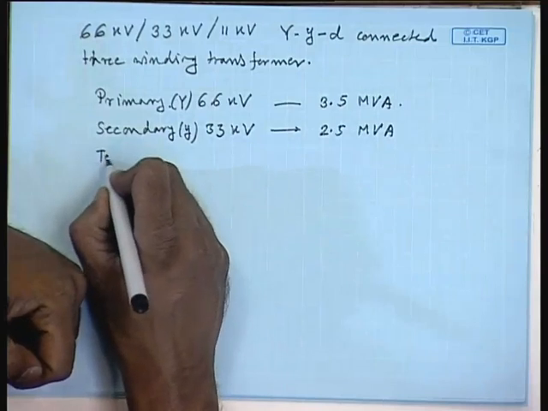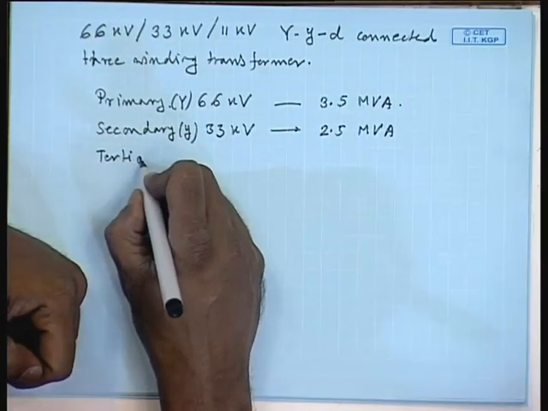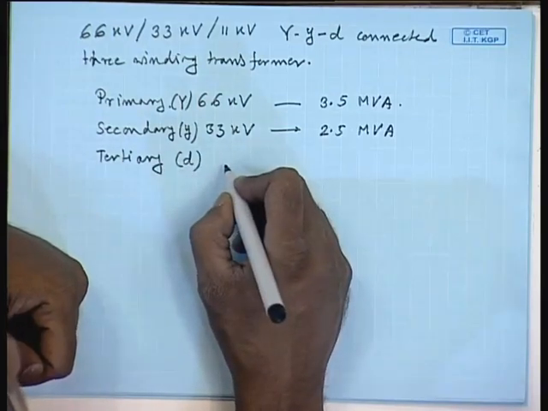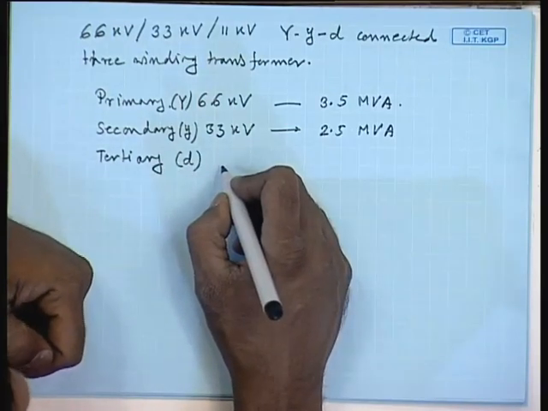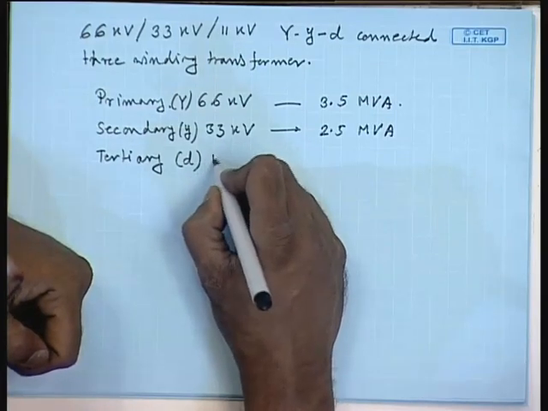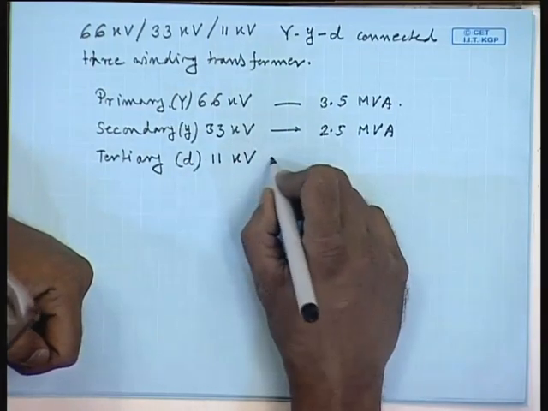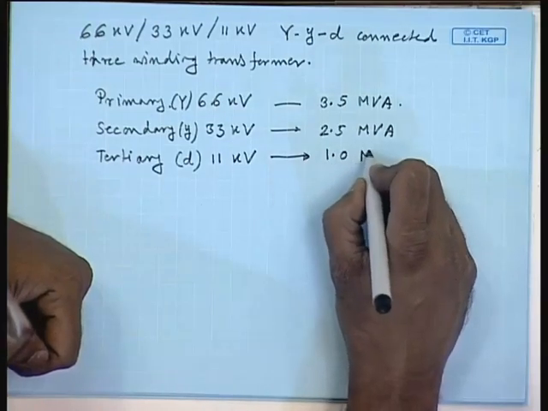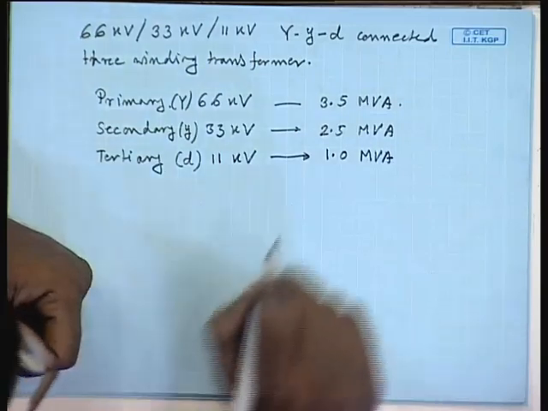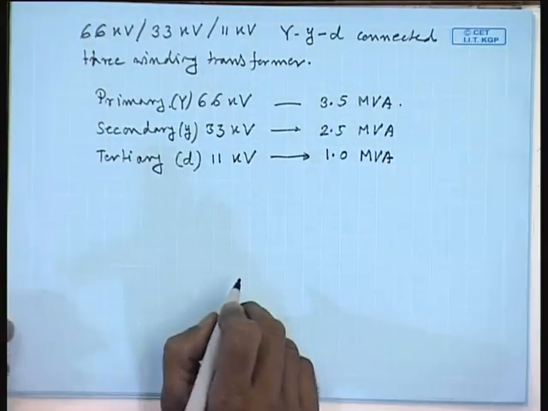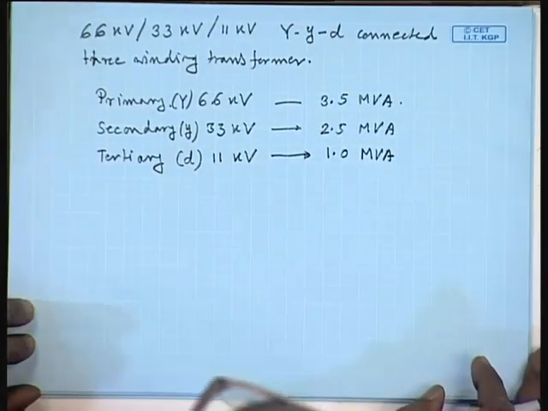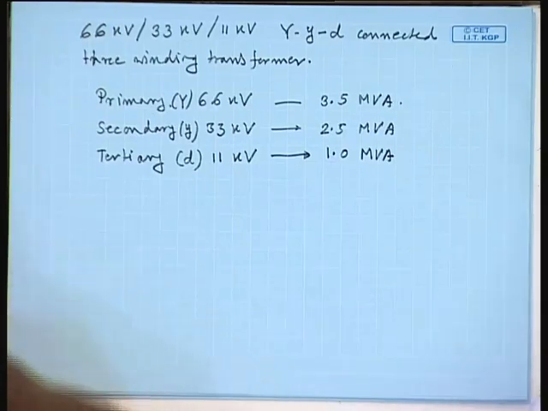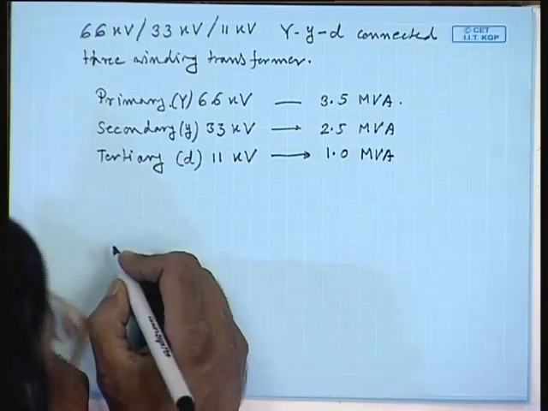The tertiary is delta connected, this is 11 kV and its MVA rating is 1.0 MVA. In order to find out the series branch parameters of this 3 winding transformer, the following tests are conducted.